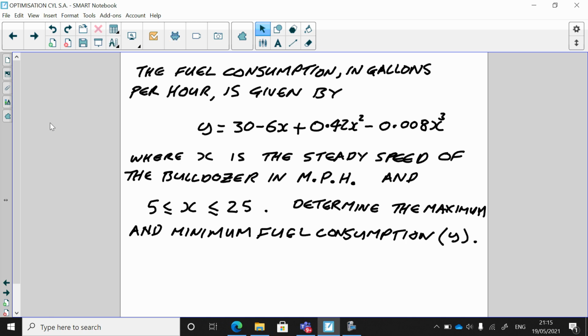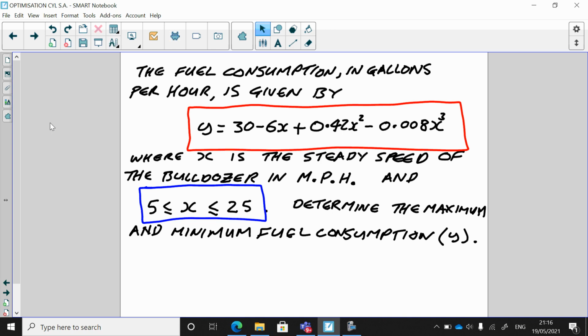Just so you have a little read of the question there. Talking about fuel consumption, it's modeled by a certain function, y equals. You can read that. Where x is a steady speed measured in miles per hour, and they want you to determine the maximum and minimum fuel consumption, which is y. So let's go for it.